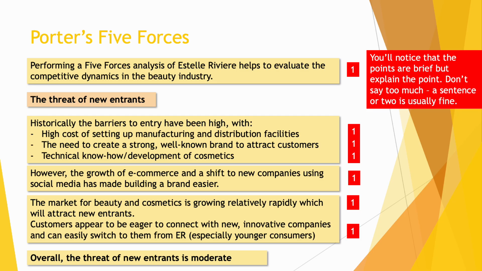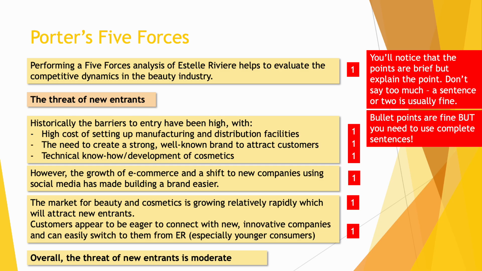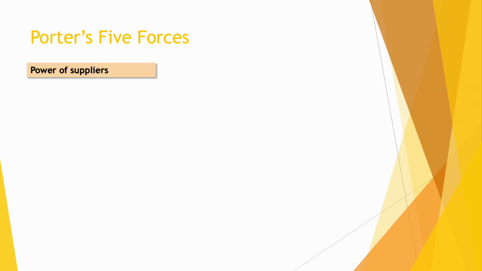Now, you'll notice here that the points are brief, but they explain themselves. What I would say is normally a sentence or 2 is more than enough to get your mark. So don't say too little. You've got to explain why something would be a barrier to entry, for example, but you don't need to say masses and masses about each one. So you can make your points pretty punchy, so hopefully you can make a lot of them in the time that you have available. Next up, let's look at the power of suppliers.